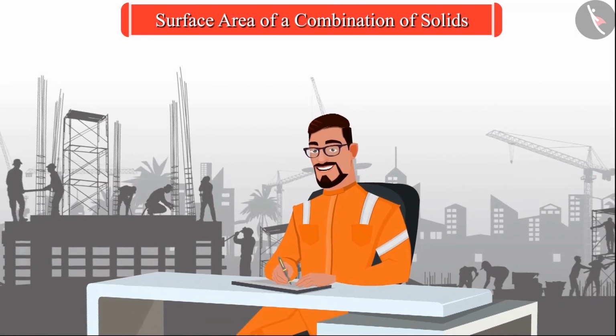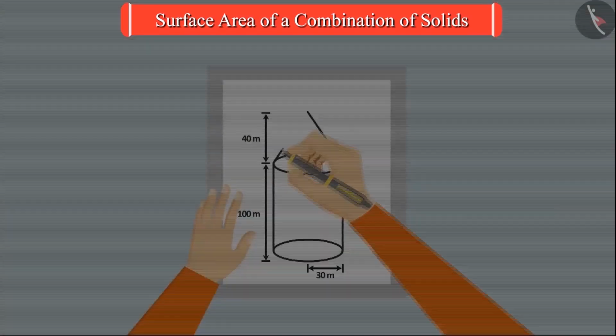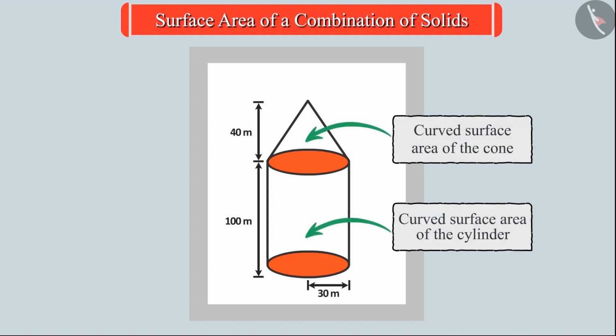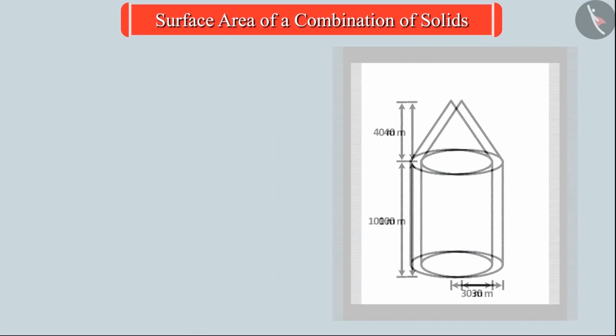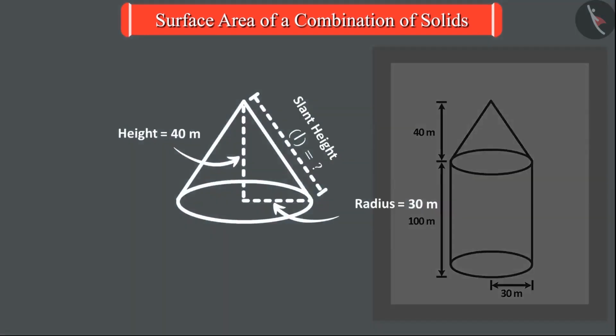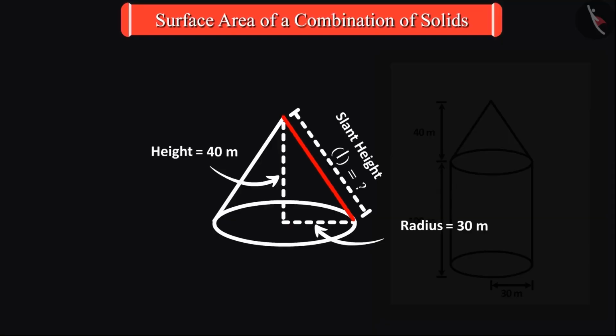Now, with the size and the measurement mentioned, the engineer makes a rough picture of the warehouse. He sees that the wallpaper will not be placed on the base of the warehouse and the part where the cone and the cylinder meet. So, in order to find the area of the wallpaper to be applied, he has to find the curved surface area of the cone and the cylinder. But to find the curved surface area of the cone, it is also necessary to know its slant height. Can you help the engineer find the slant height?